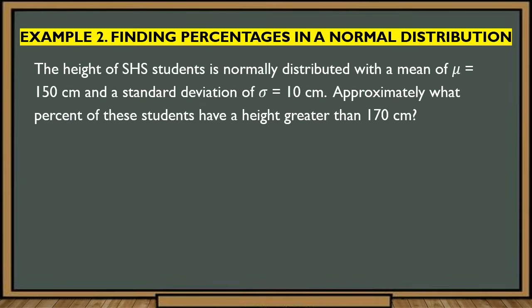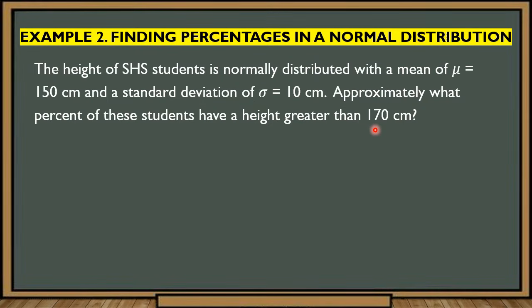So we still have the same situation. The height of senior high school students is normally distributed with a mean of 150 centimeters and a standard deviation of 10 centimeters. So this time, we're going to get the percentage. Approximately what percent of these students have a height greater than 170 centimeters? So we are interested in the percentage, how much of the students, or what percent of the students have a height greater than 170 centimeters.